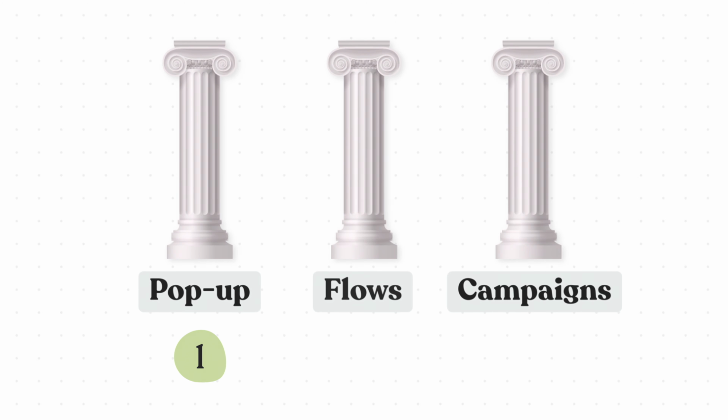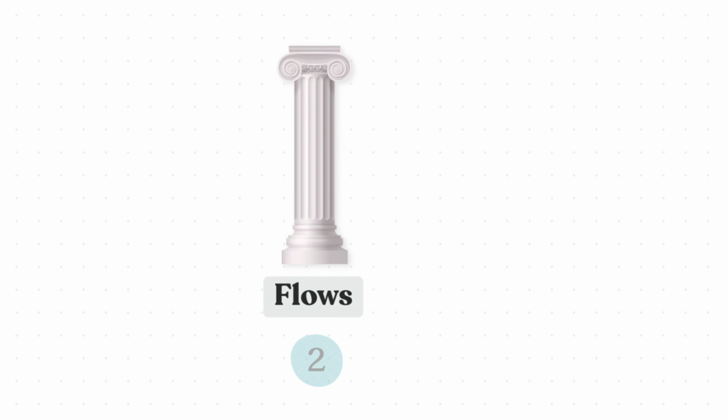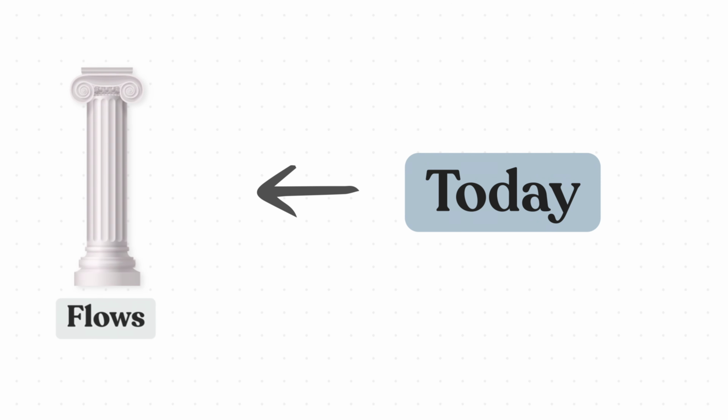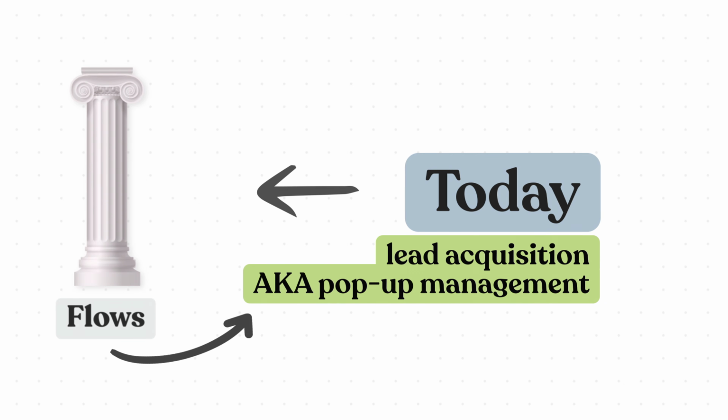The first one is pop-up. The second one, flows. And the third one is campaigns. Today, we're covering flows. This is going to be the automated stuff. Once you're done with flows, you should have a good lead acquisition or lead gen. This is how you're going to grow your list for people to get your flows. You need a good pop-up in place, and you also need campaigns, which are manual and broader.